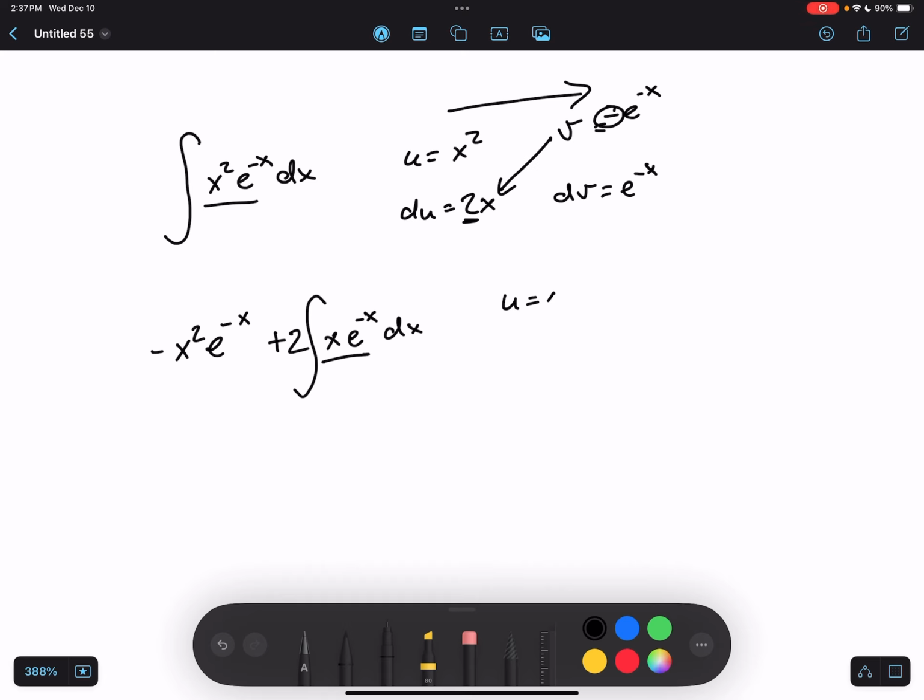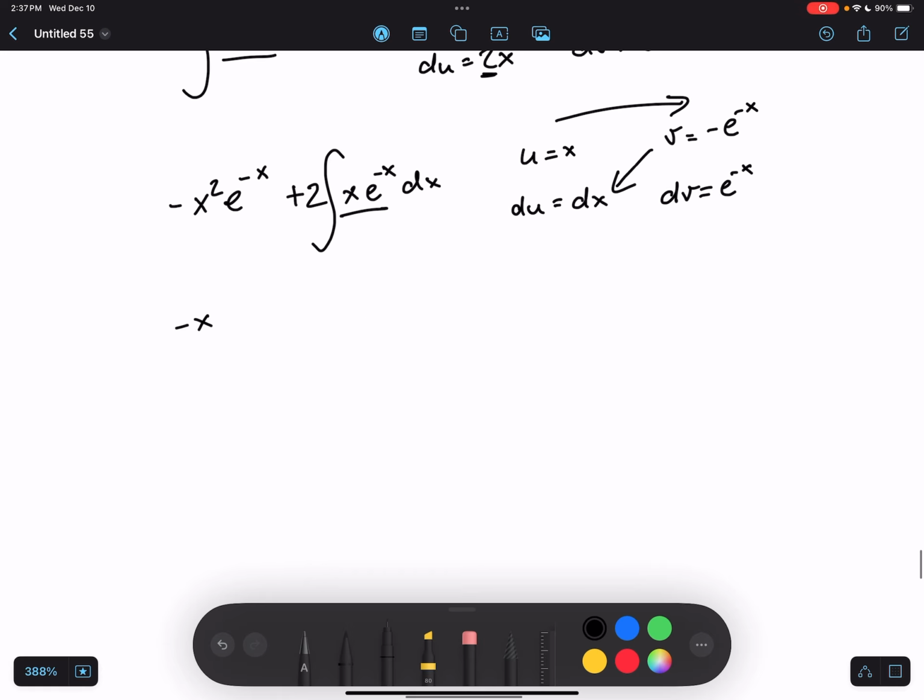We'll let u equal x. The derivative of u becomes the derivative of x. dv, of course, is e to the negative x once again. And v, again, becomes negative e to the negative x. Integration by parts, again, we'll go over and then down over.